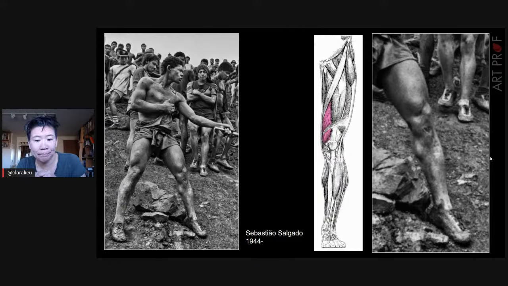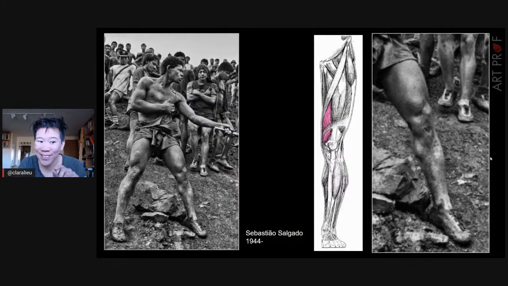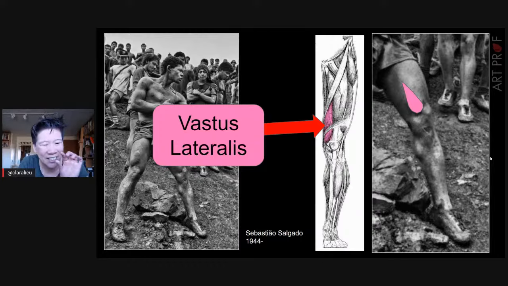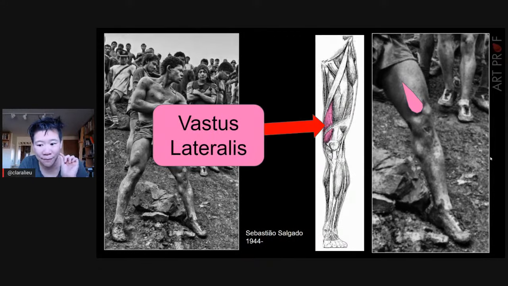So here is a photo from Sebastião Salgado, brilliant photographer. His work is amazing. He did this wonderful series of miners. And here we have a close-up of the leg on the right-hand side. So that's the bump. Does everybody see? It's clear as day. Thank you, Salgado. Does everybody see that? It's like a teardrop shape. And the part you're going to see is that bulge at the bottom, which is right on top of the patella. So that's the Vastus lateralis.